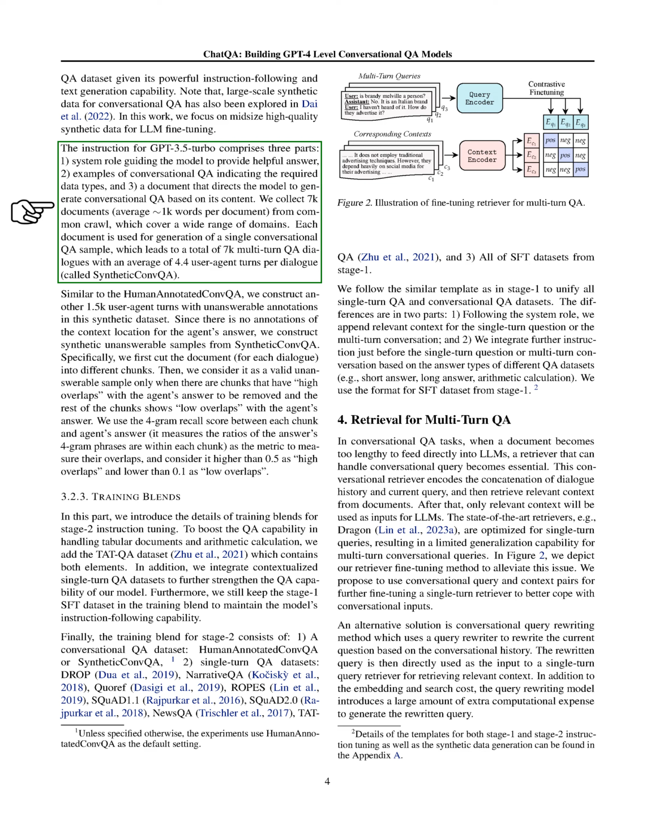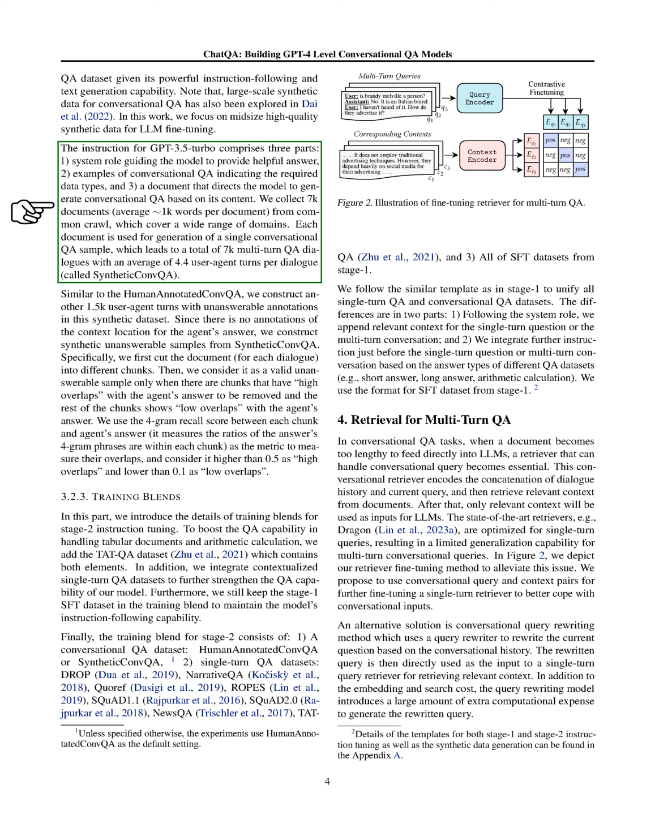The instructions we give to GPT 3.5 Turbo are threefold. 1. To guide the model to provide useful answers. 2. To show examples of conversational QA to indicate the type of data we need. And 3. To provide a document that the model can use to generate conversational QA.